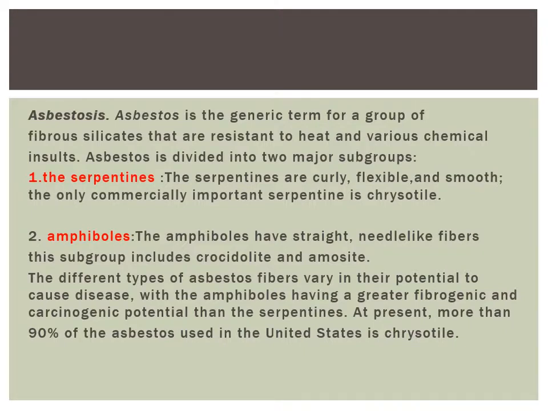Asbestos is the generic term for a group of fibrous silicates that are resistant to heat and various chemical insults. Asbestos is divided into two major subgroups, the serpentine and amphiboles. The commonest one, and the one now used in the USA, is chrysotile. This is the serpentine type, which is the safest one. The amphiboles have straight needle-like fibers, and they are not used now.